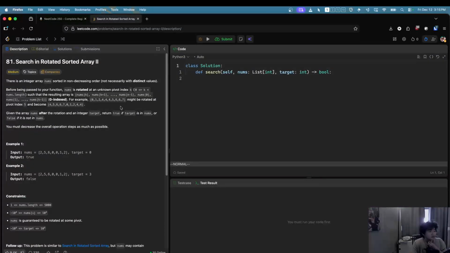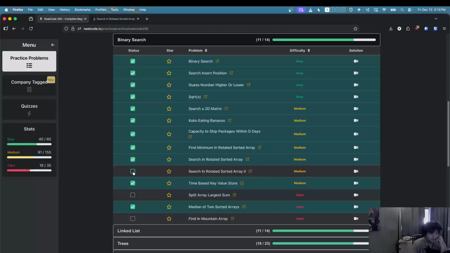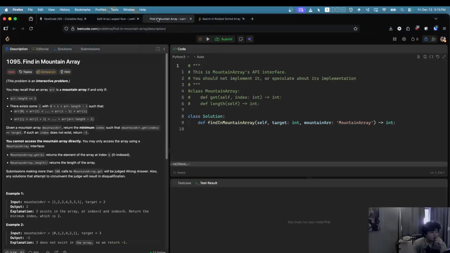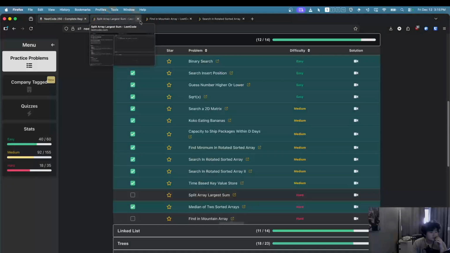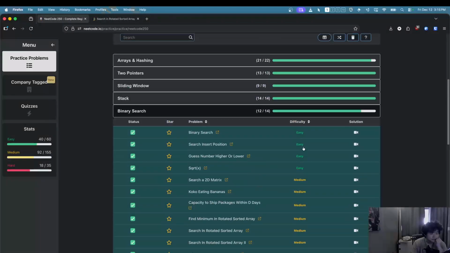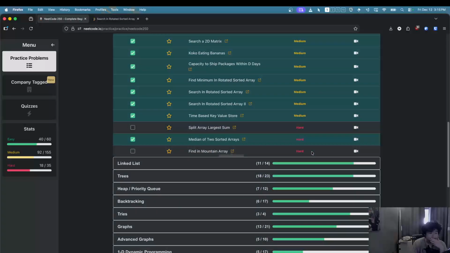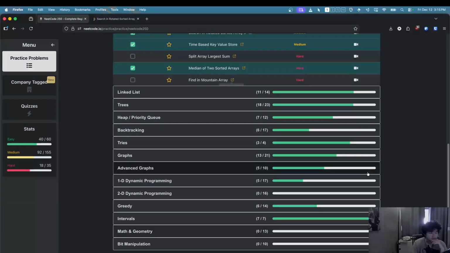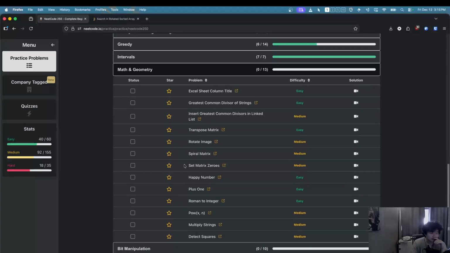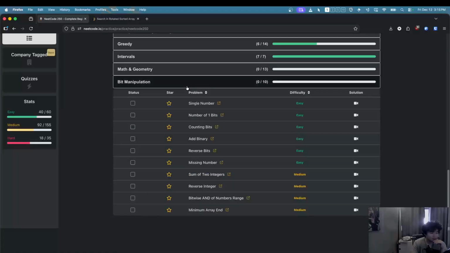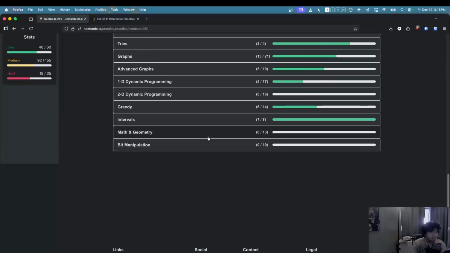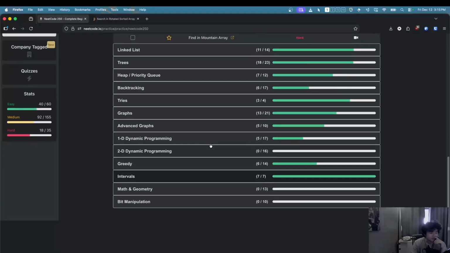Okay, let's do this sorted array rotated array problem. I think I have two more. I've never done these before, I believe. So yeah, that's nice. We've done a decent amount of problems. I've never touched the math and geometry stuff and the bit, but it is what it is.